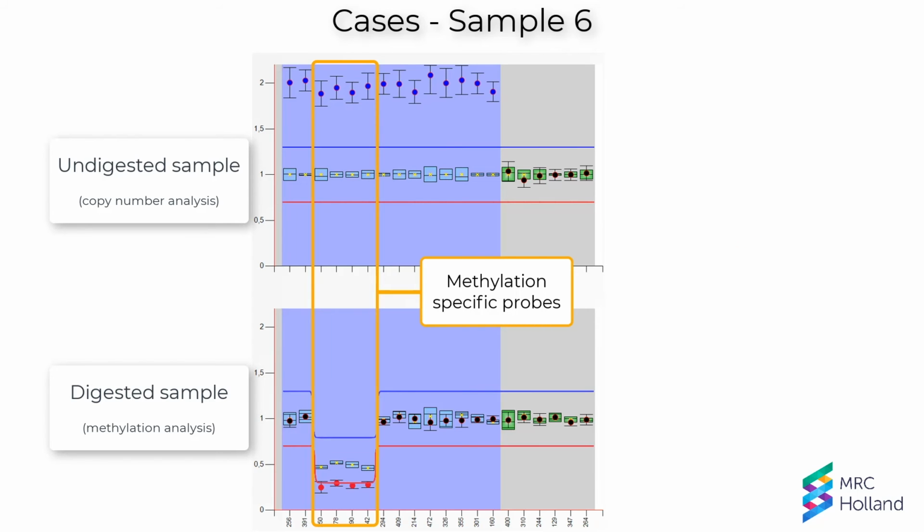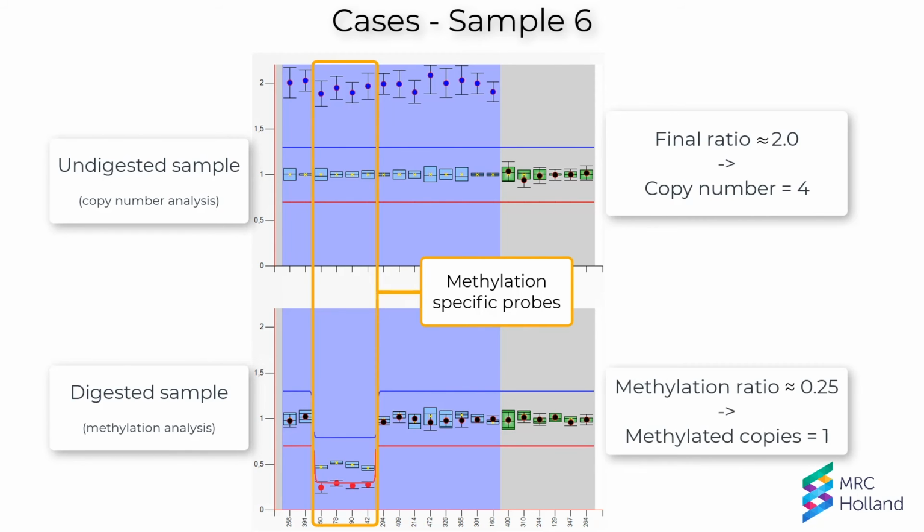Sample 6 shows probe ratios of a value close to 2 in the undigested reaction, indicating a copy number of 4, twice the normal value. In the digested counterpart reaction, the methylation-specific probes have ratios around 0.25. This means that 25% of the gene copies present is methylated, which, in this sample, is one copy.